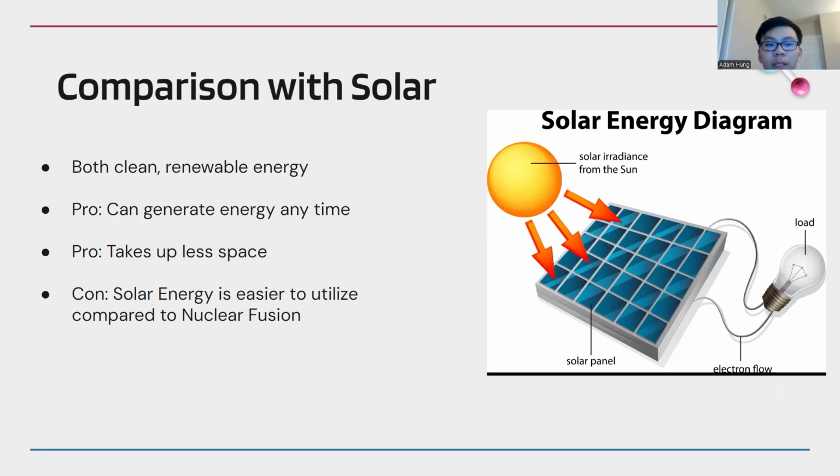A con for fusion is that solar energy can generate energy more easily and has easier requirements compared to fusion, because fusion has intense pressure and temperature requirements.